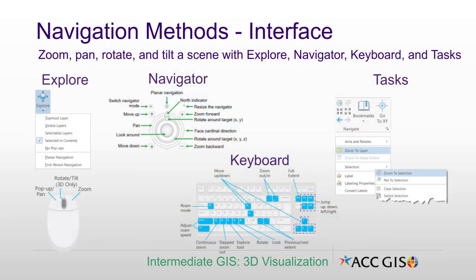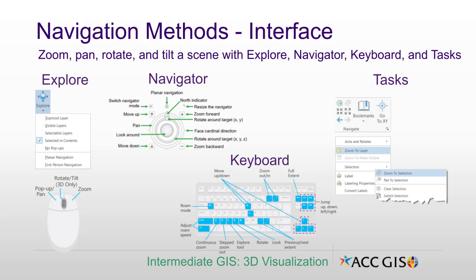There are a number of interfaces we can use in ArcGIS Pro to navigate a scene, including the Explore button, the navigator control, the keyboard, and tasks. The Explore button, most of you are already familiar with it. Once you enable it, you can use the left mouse button to pan a scene, press down the wheel to rotate or tilt a scene, or the right mouse button to zoom in and out on a scene. You can also, in the drop down for the Explore button, enable planar navigation and first person navigation.